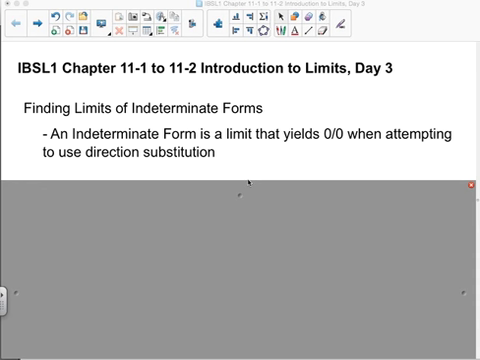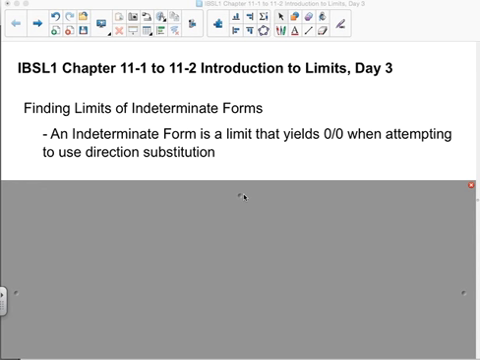So first of all, let's make sure we understand what an indeterminate form is. An indeterminate form is a form where the limit yields 0 divided by 0 when you attempt to use direct substitution. We saw last week different rules for when you are allowed to use direct substitution, and here's a case where it may not have fit one of those exact rules, so you went ahead and tried it and you get 0 over 0. So this is how you can attempt to evaluate those limits.